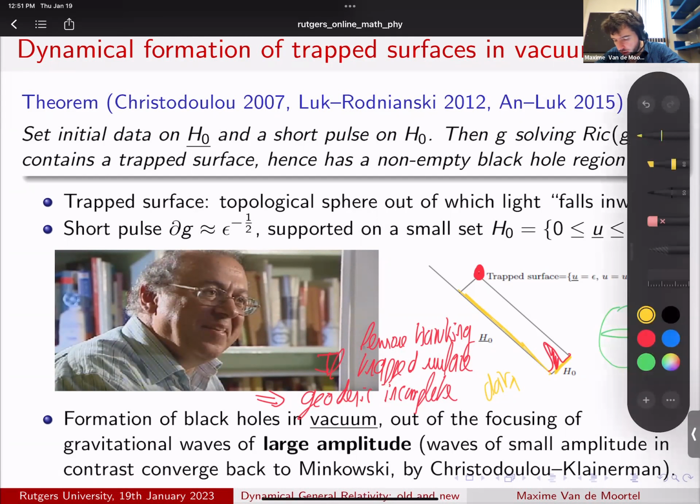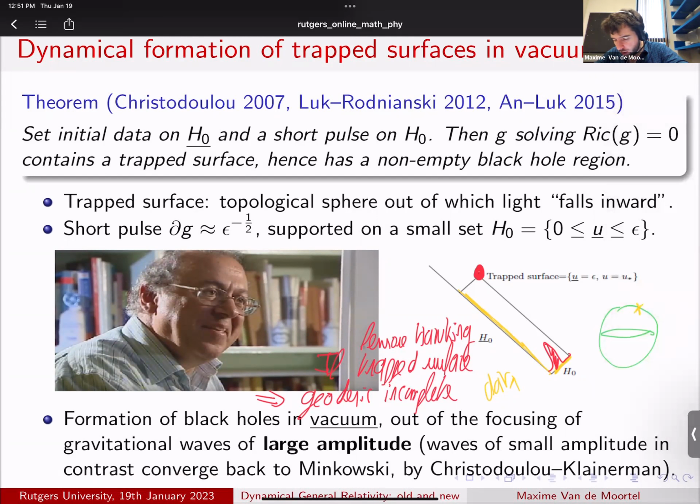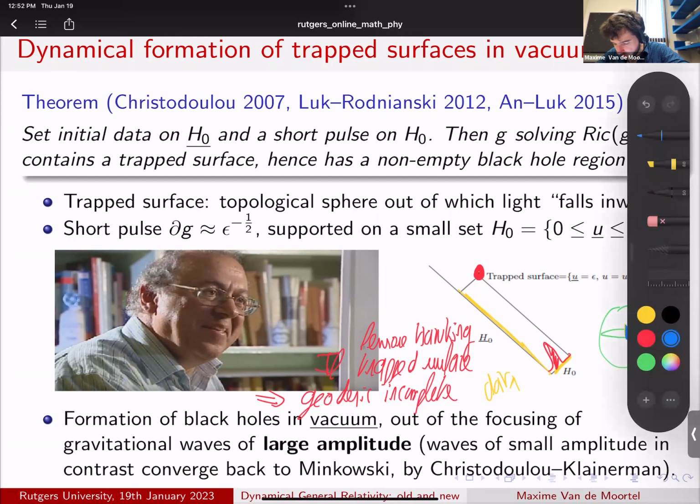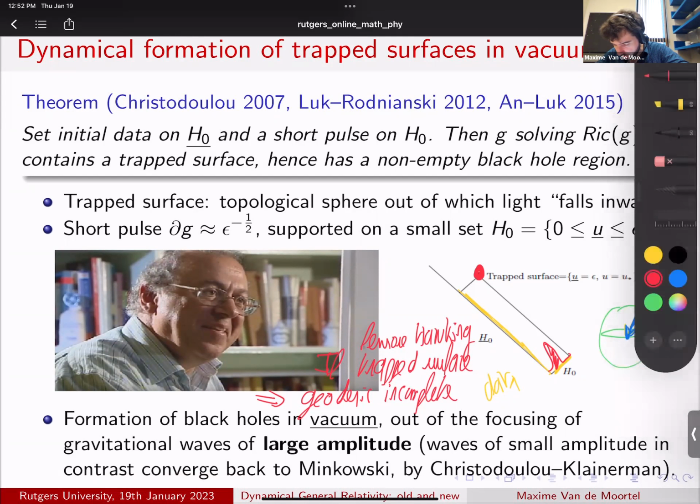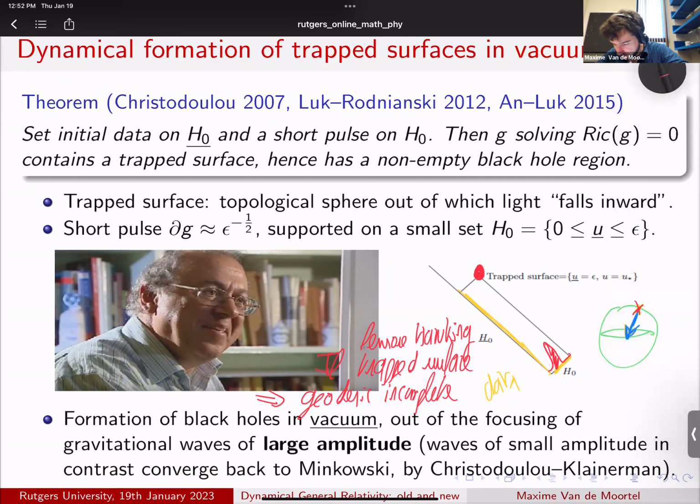It's a surface. So normally, if you are on a sphere, you can send light inside, and let me make it in blue for consistency. So you can send light inside, and you can send light outside. Okay, so that's a normal case.